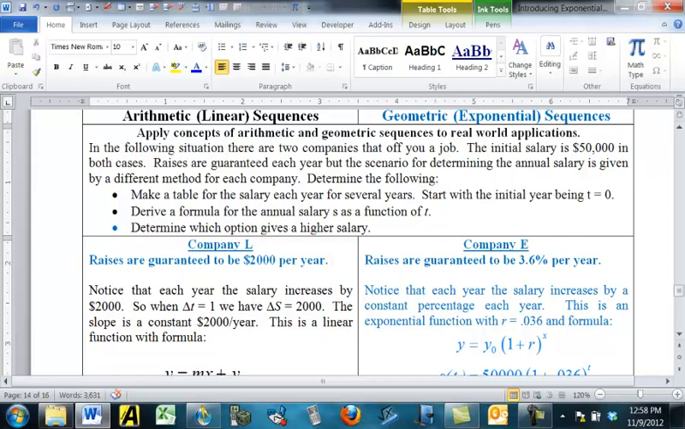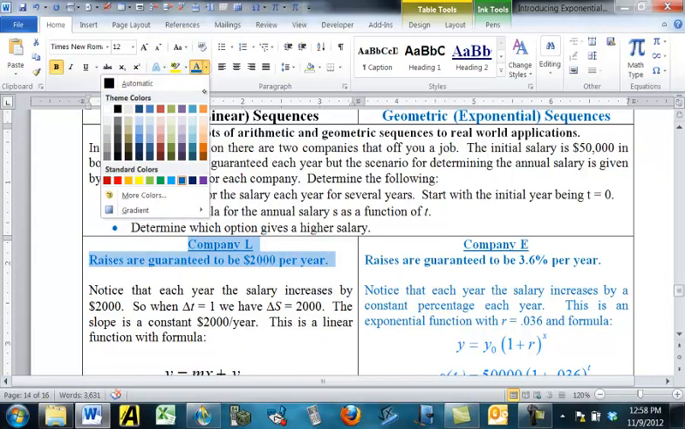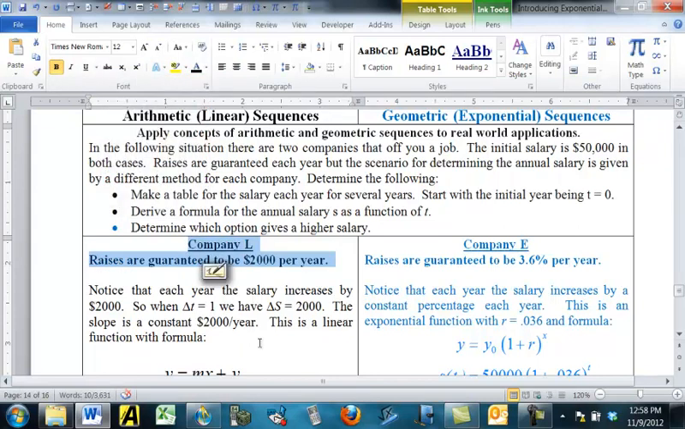Okay, so we have this one, well, we'll do it right here. This one on the left, raises are guaranteed to be $2,000 each year. That's company L. Company E, raises are guaranteed to be 3.6% per year. So your raises in company E are given as a percentage of what your salary was the year before. And of course, the raise is the amount of increase, whereas you get a flat amount of increase, a flat raise each year for company L.